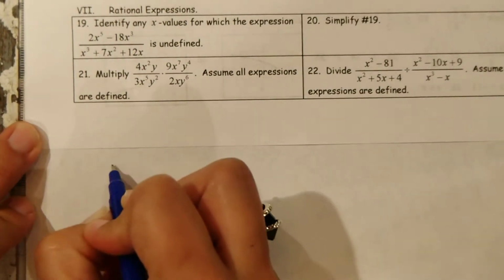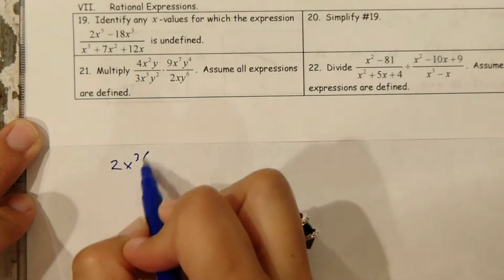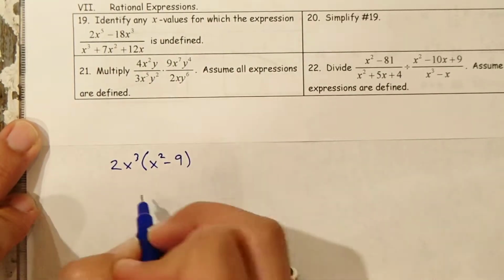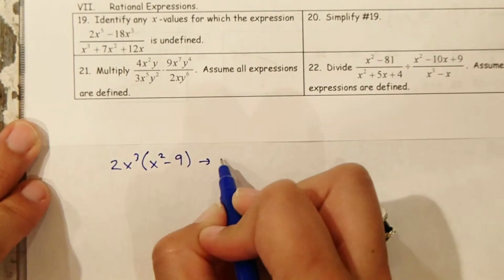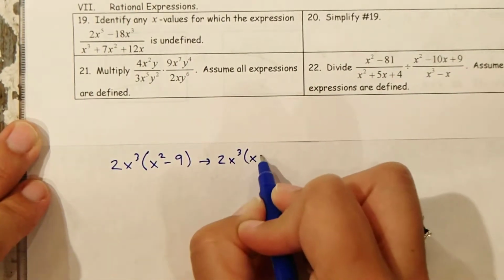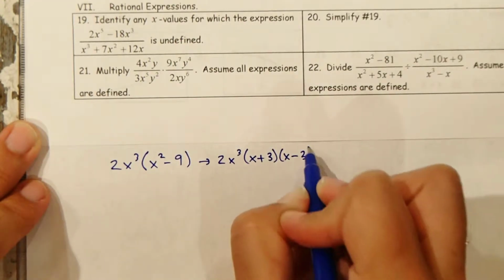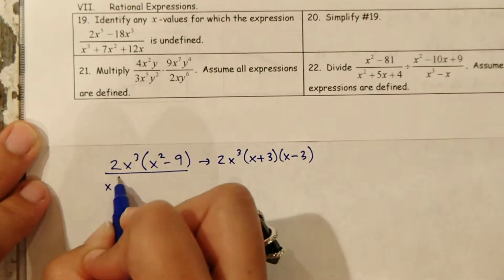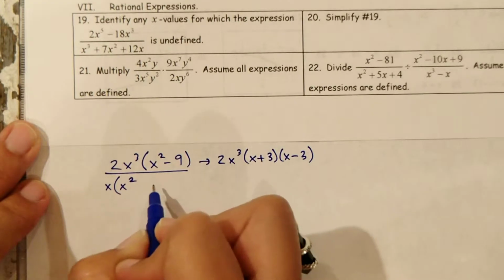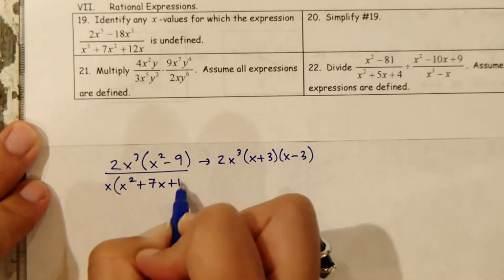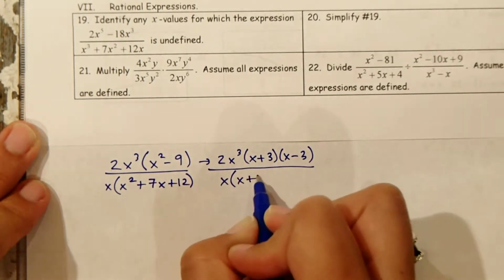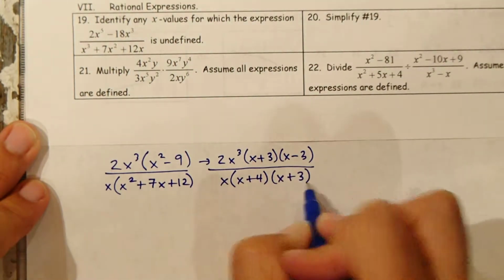We can factor out a 2x cubed, and that will leave us x squared minus 9, which we know we can simplify further to 2x cubed, x plus 3, x minus 3. This is a difference of two squares. Then the denominator, we can factor out an x, and that will leave us x squared plus 7x plus 12. Now we can take that one step further and factor that, and that's going to give us x plus 4, x plus 3.